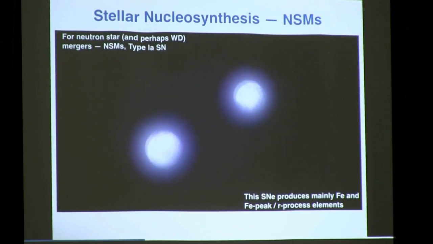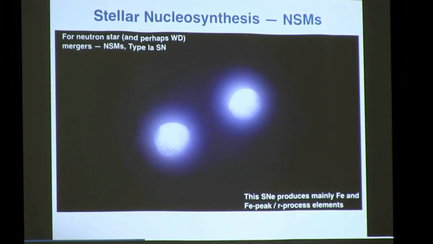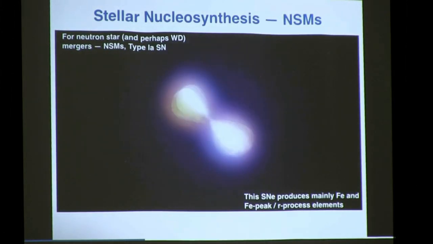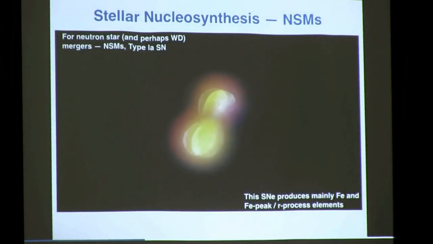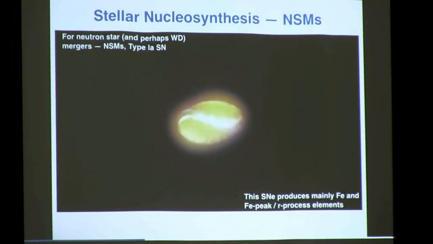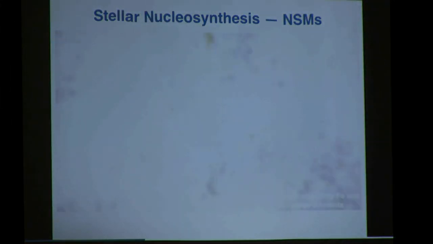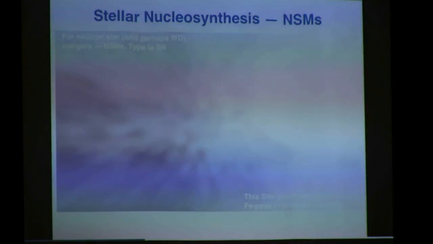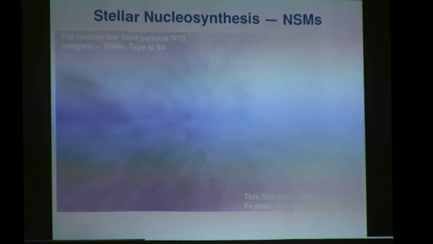So here's a neutron star merger. So up to a few years ago, we weren't certain where gold comes from. And gold's an R process element. So we weren't certain, and we still aren't, although this is probably the best current idea, which is that you have these two neutron stars that are left over from a binary of massive stars, and they collide.